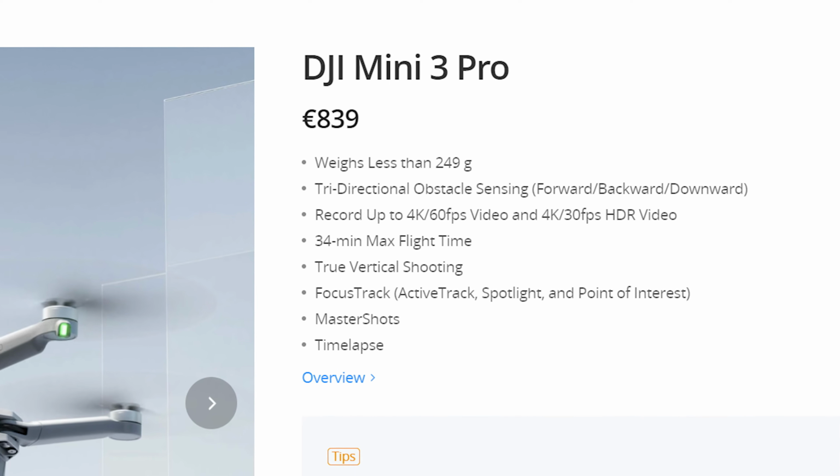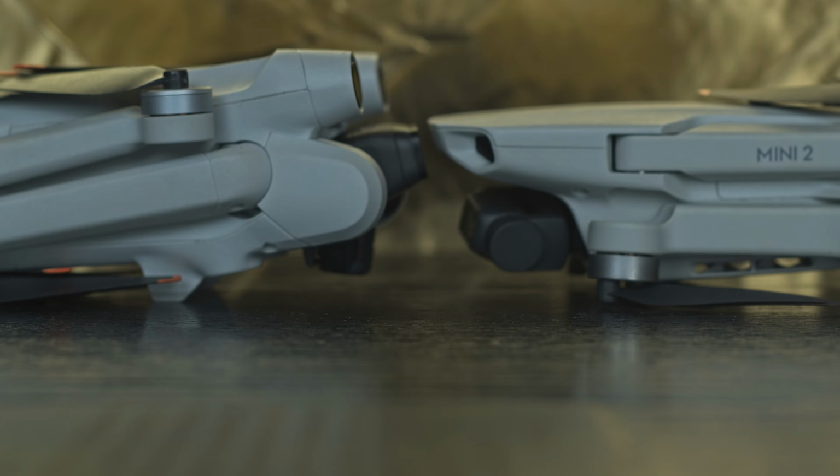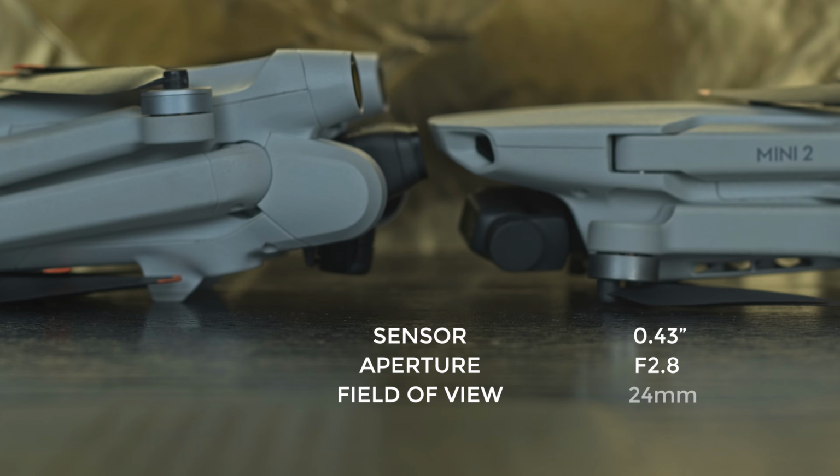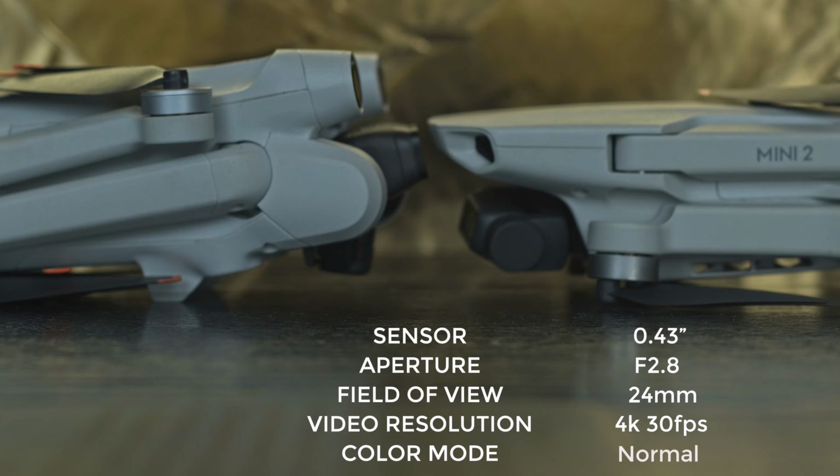video functionalities. The Mini 2 has a tiny sensor of 1/2.3 inches, in more understandable terms 0.43. Way too small for today's standards. And this is not a good omen for dynamic range and low light footage. It has a fixed aperture of f2.8, a field of view equivalent to 24mm, and a video resolution of 4K at a frequency of up to 30 frames per second. There is only one color mode, normal.